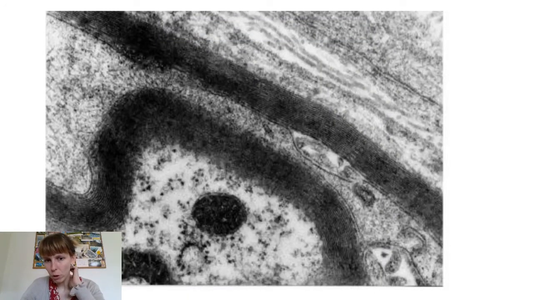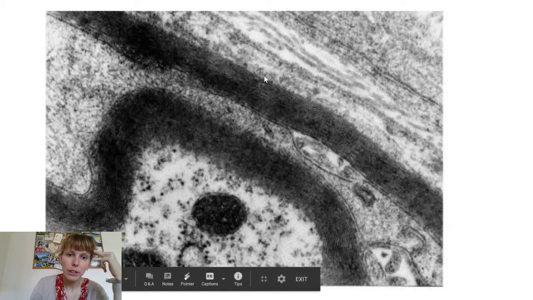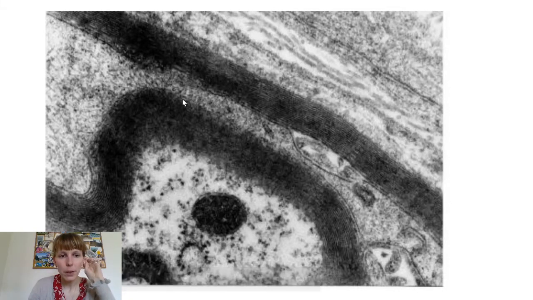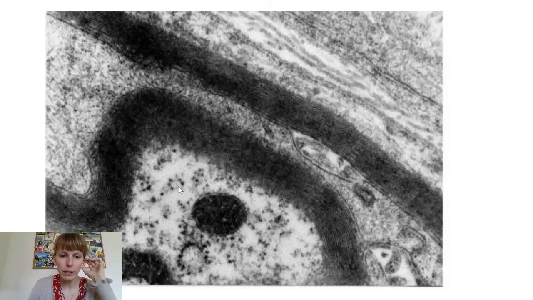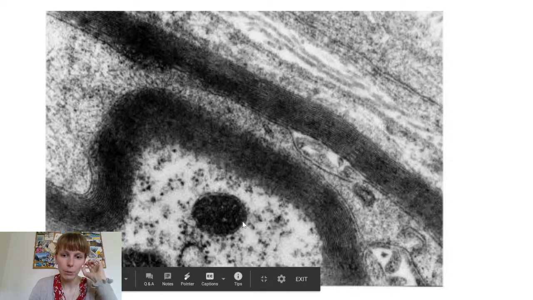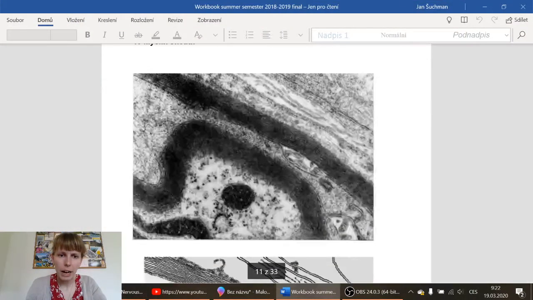Then in your workbook you also have a picture from the electron microscope, which is similar to what I showed you before. Once again we have a myelin sheath here, a second one here. This is the sheath, and this is the inside of the axon on cross section. Cut across the axon, we see the membrane and cytoplasm of the Schwann cell wrapping around, and inside you see the microtubules again, and one mitochondrion. It's in the workbook after the peripheral nerve.